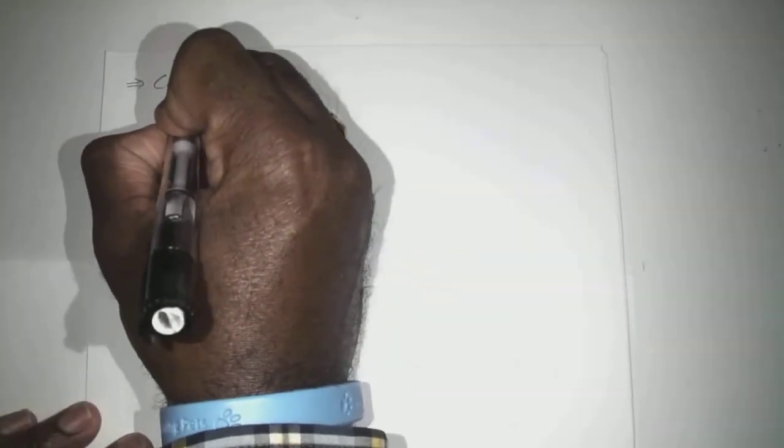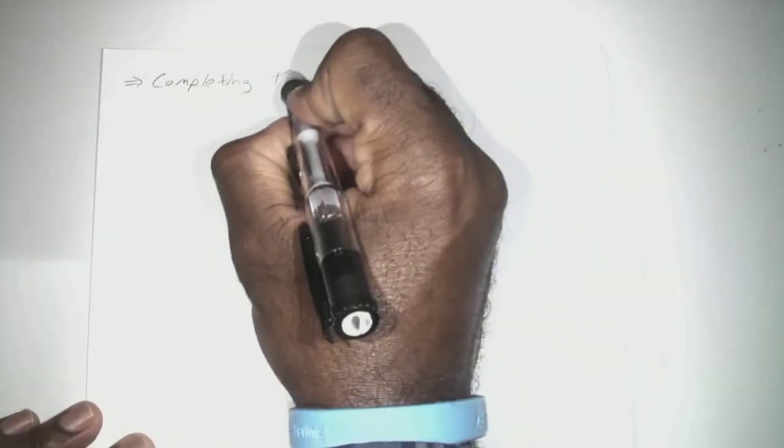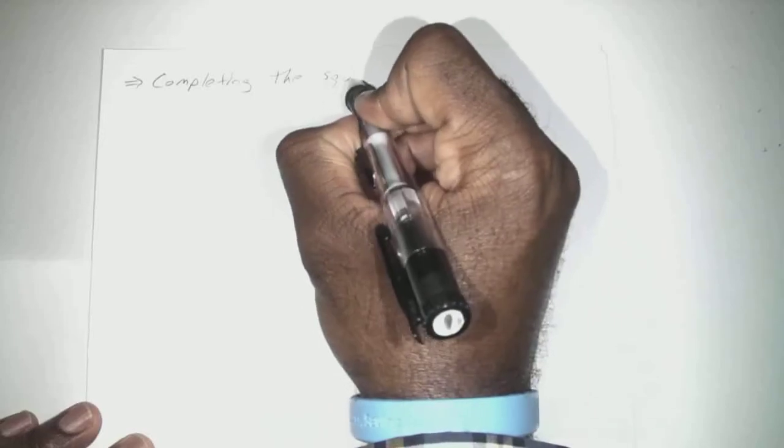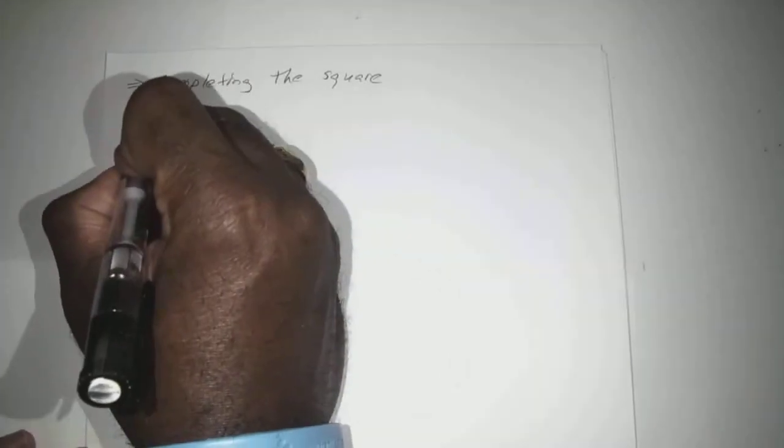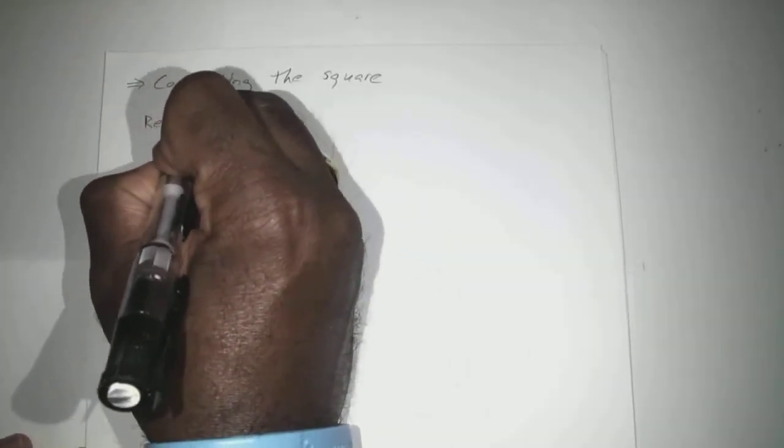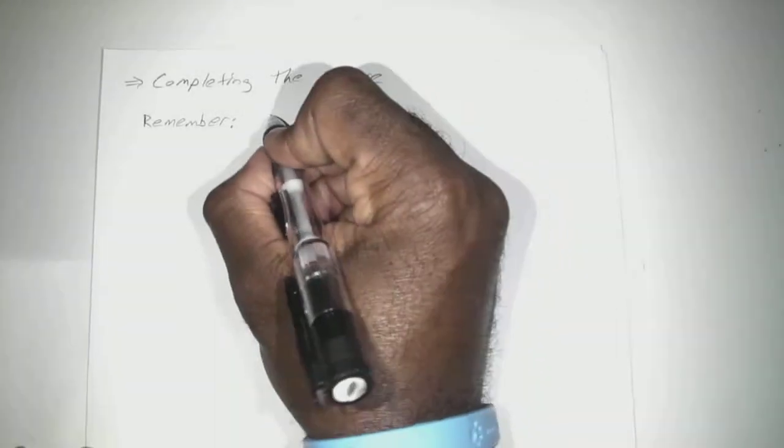So now we're going to go ahead and go into completing the square. For completing the square, you want to remember your perfect square trinomials. That's kind of the key to completing the square.